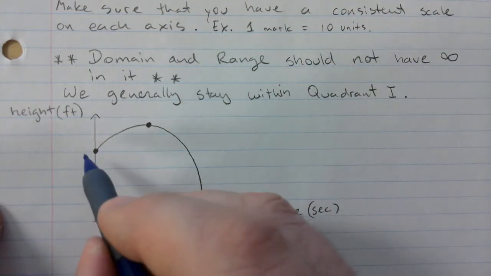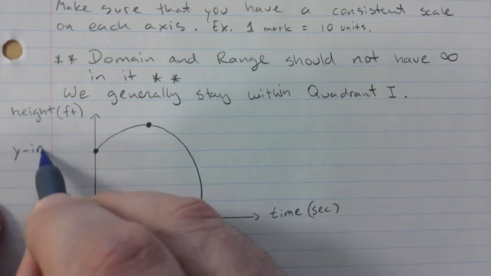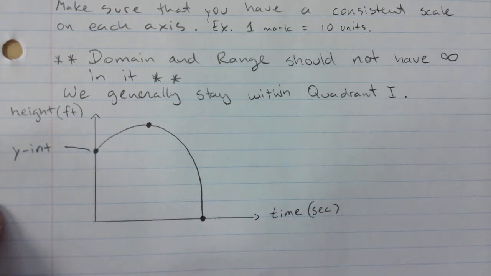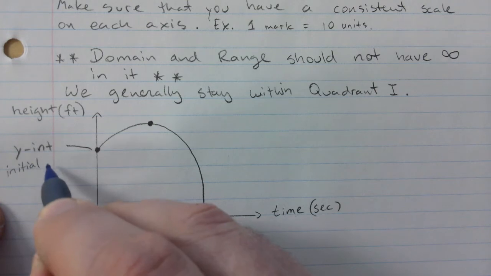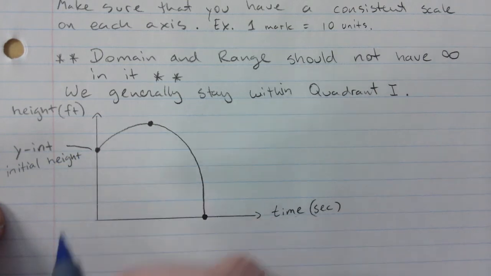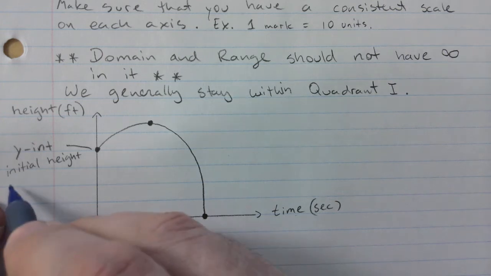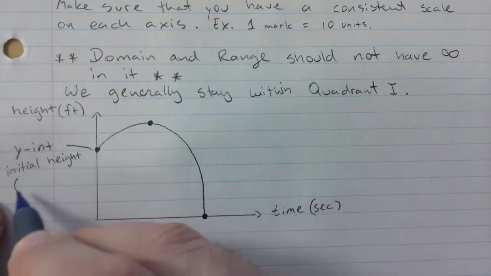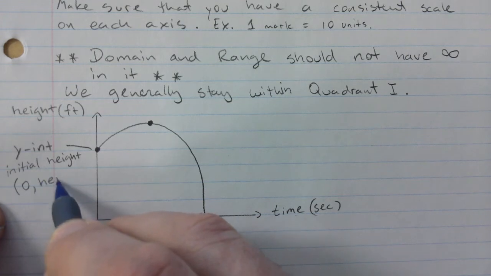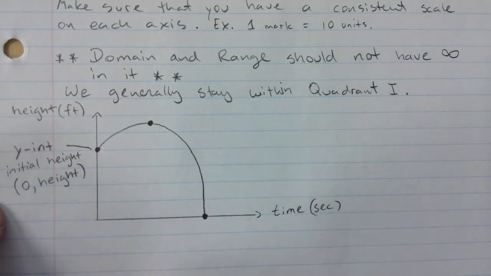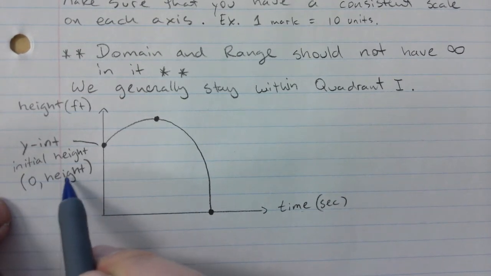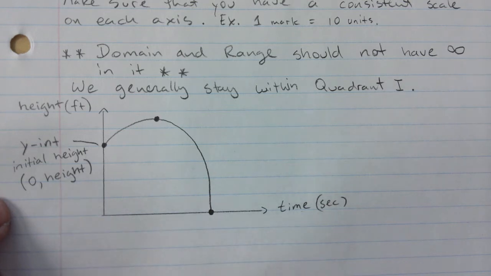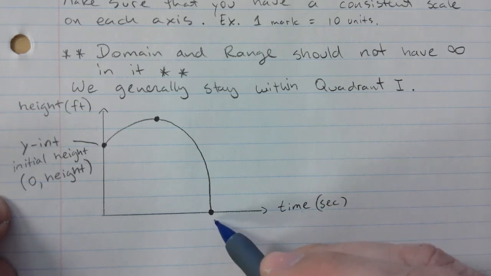So what do these points all mean? Well, the y-intercept in this case is referred to as the initial height of that item. Essentially, we refer to this point as 0 height. At time 0, at the very beginning, we have a certain height here. So we talked about the y-intercept.